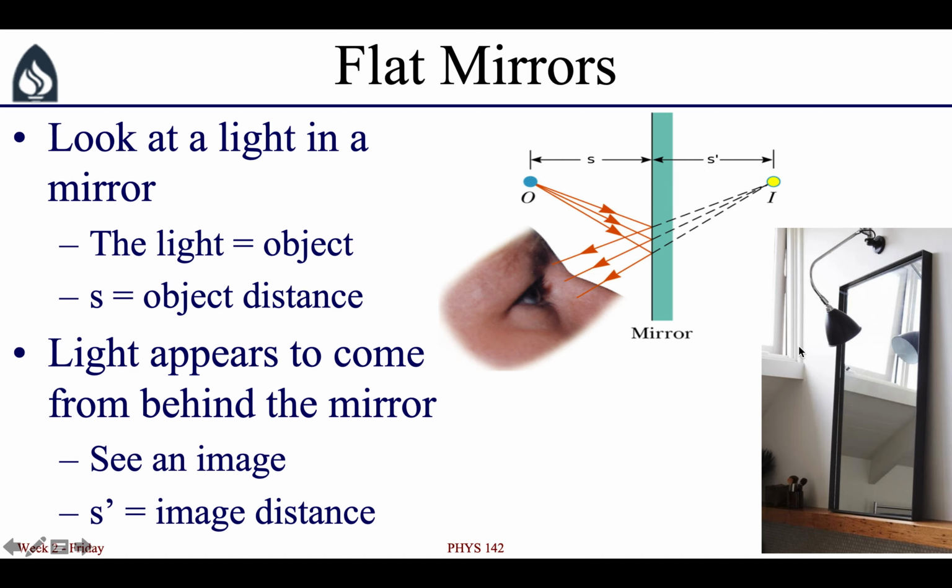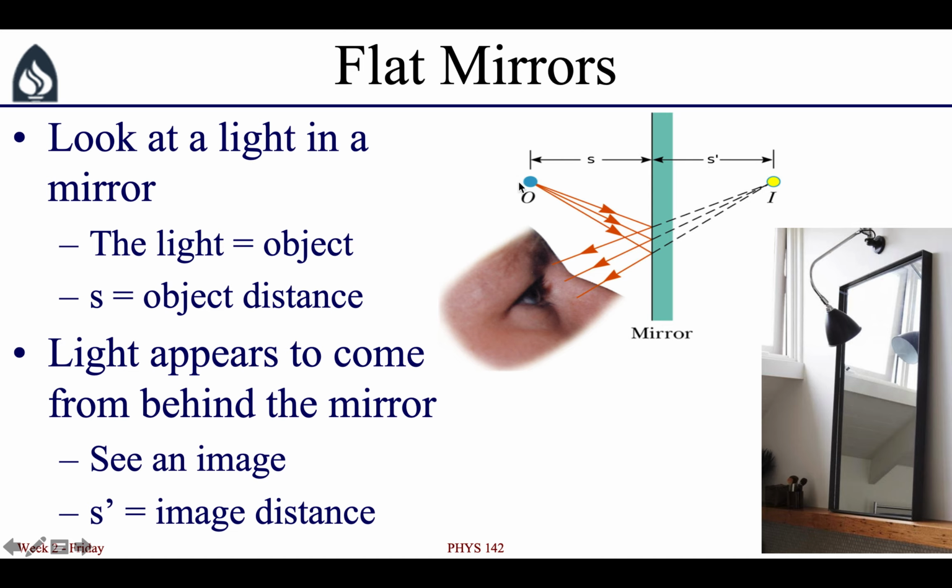So the distance that the light is from the mirror, the distance from the object to the mirror surface, is known as the object distance. The image appears behind the mirror. It shows up in mirror land, and the distance that the image is from the mirror is known as the image distance. So here is a diagram showing what is happening.